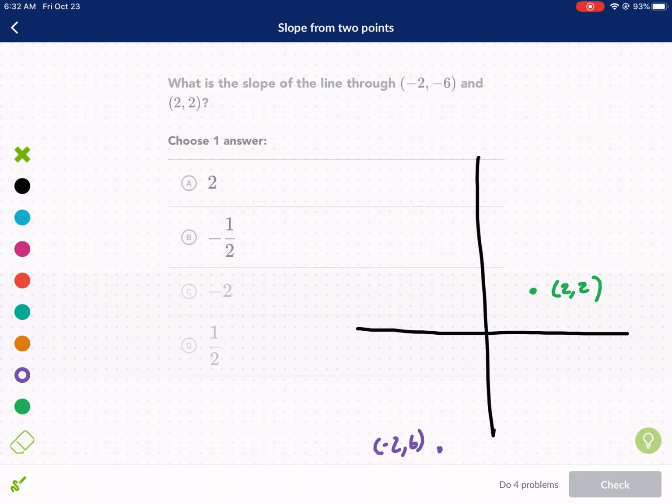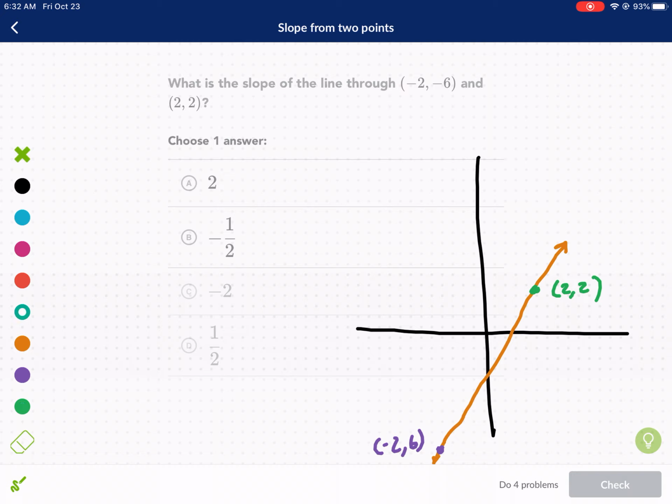Okay, so if we have a line through these 2 points, okay, whoops, not the straightest of lines, but you get the idea. If we have a line through these 2 points, we need to be able to figure out the slope, how steep it is. That's what it's asking. How steep is this slope?